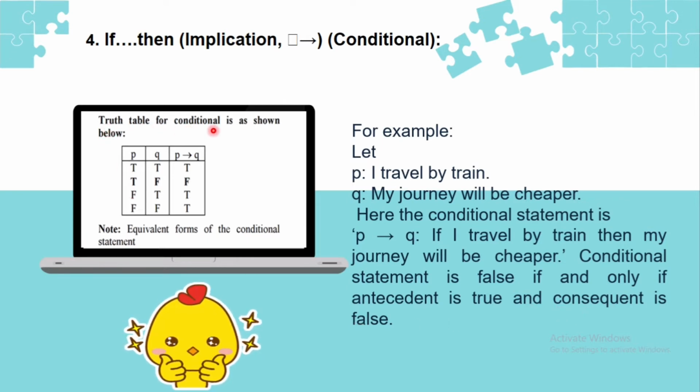Truth table for conditional is as shown below. P, Q, P arrow to the right Q. True, true, then true. True, false, then false. False, true, then true. False, false, then true. Note: equivalent forms of the conditional statement.